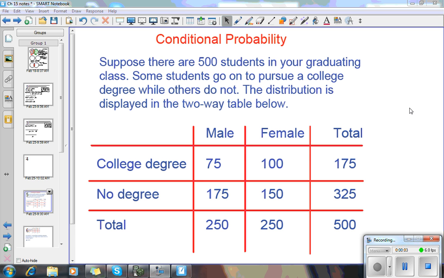Okay, going to finish up a little bit with some Chapter 15 information. Need to talk about something called conditional probability. So here is an example, a rather contrived example. You'll notice they're nice numbers.